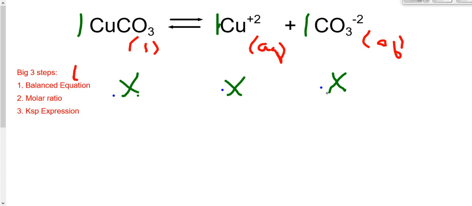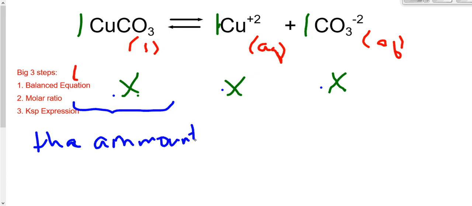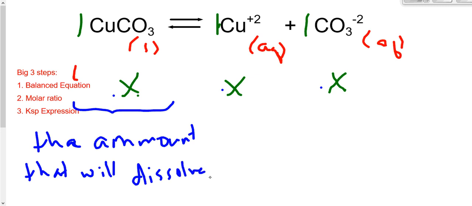Well, what the heck do these x's mean anyway? Well, they mean different things depending on which side of the equation they're on. On this side of the equation, on the reacted side of the equation, x tells us the amount of copper carbonate that will dissolve. And it's telling us that in moles per liter. So we're going to find out the amount of copper carbonate that will dissolve in moles per liter. There's a name for this. The name for this is solubility.